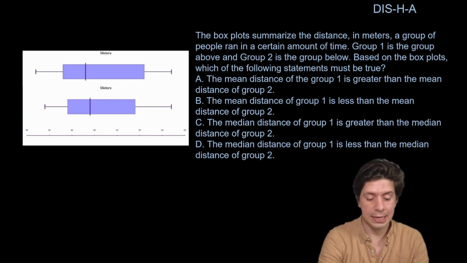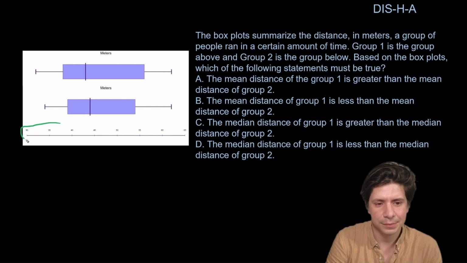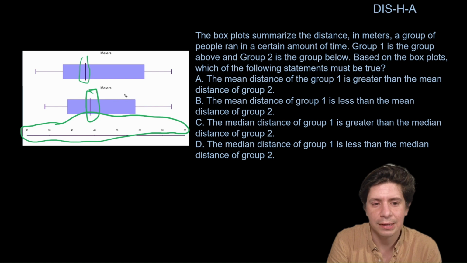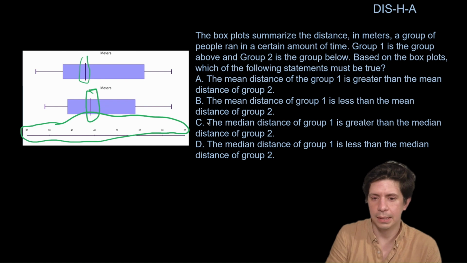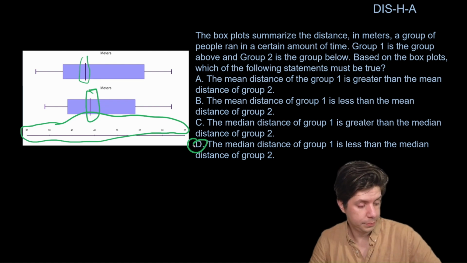So they're using the same axis here, even if we can't totally read it. And this one is greater, right? The median is greater than this. So median of group 2 is greater than median of group 1. And that would give us D. The median distance of group 1 is less than the median distance of group 2.